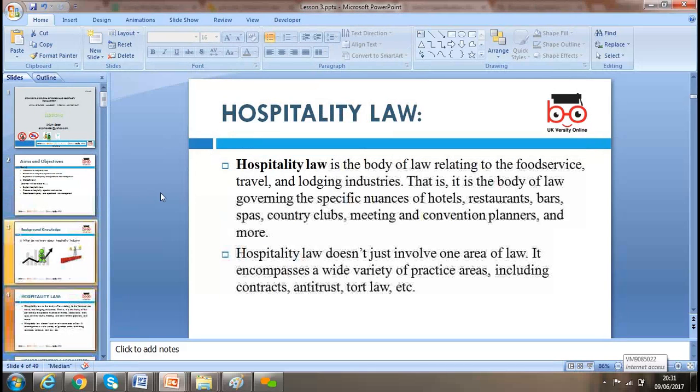Okay. So what do we know? What type of legislation do we really need to follow? Most of you work in hospitality in a hotel. What type of legislation, rules or laws do we need to follow?